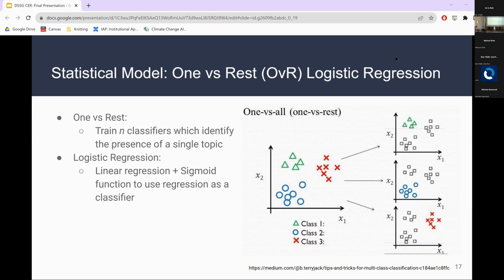Logistic regression is a way to use linear regression on classifier data. So you take a linear regression line of best fit and then apply a sigmoid function to that so that you can use it in a binary, like yes or no, situation.